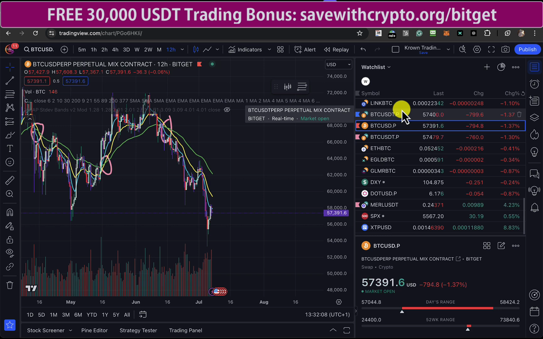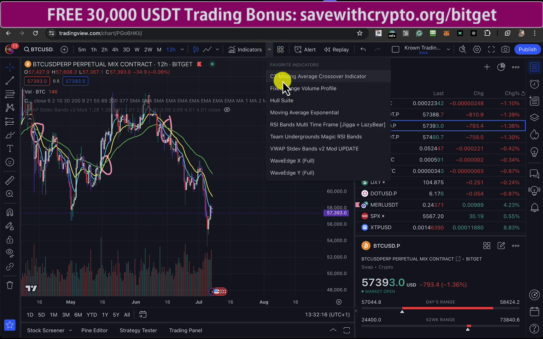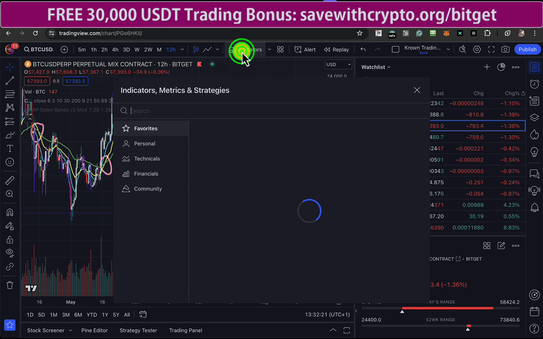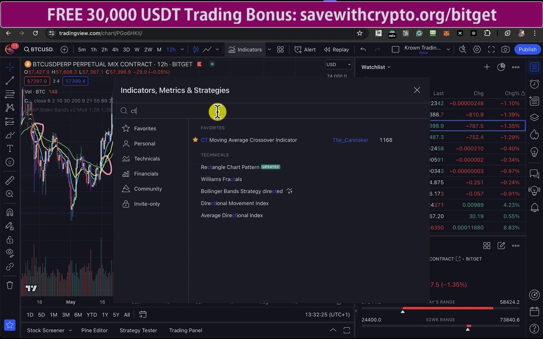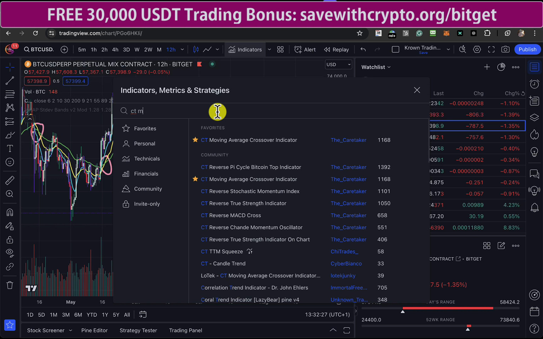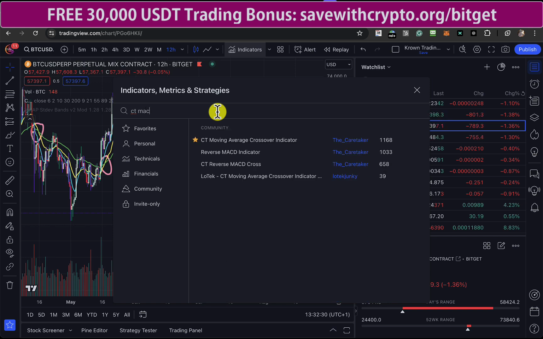Now, the way he is doing this is with a free indicator on TradingView, and it's called the CT Moving Average Crossover Indicator. If you go to the indicators and search for CT Mac, I think that gets it. Yeah, there you go, and it's by the Caretaker. I believe the Caretaker is one of Eric's personal friends, and he really likes his indicators. And as I say, it is free.